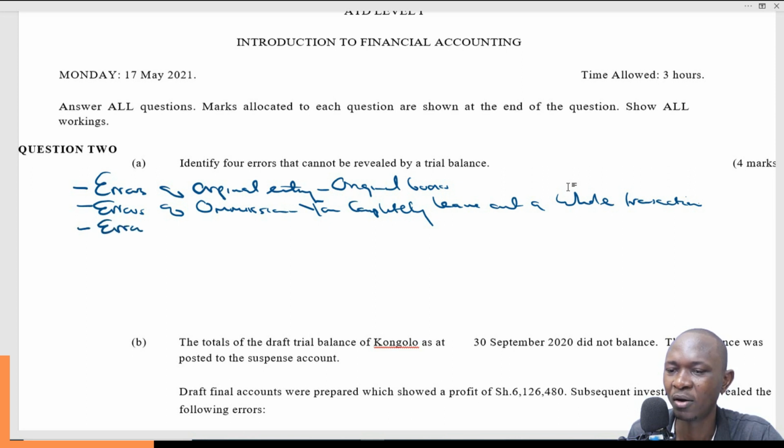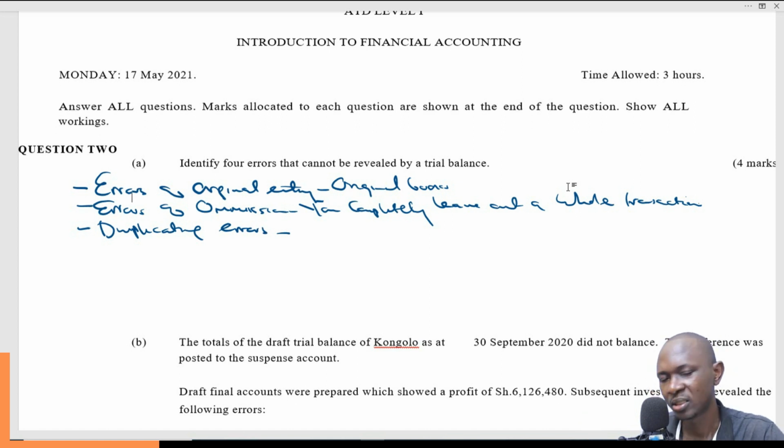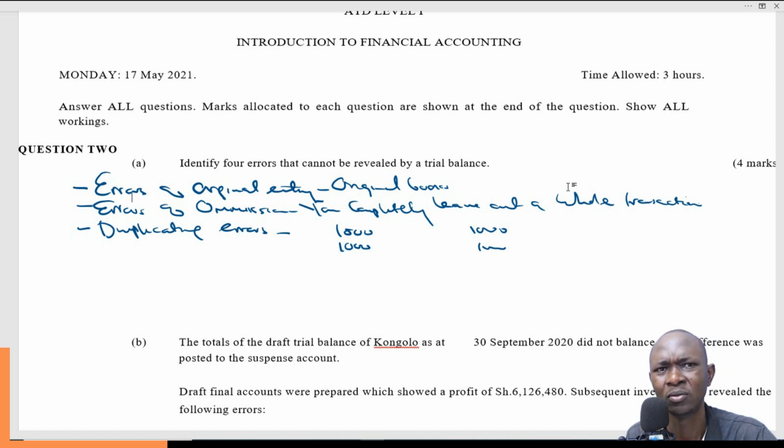We can also talk of errors of duplication, duplicating errors, where you post and again you post. So you post one transaction twice. You debit 1,000, credit 1,000, and again erroneously you debit the same transaction 1,000 and credit 1,000 again. So you post one transaction twice.